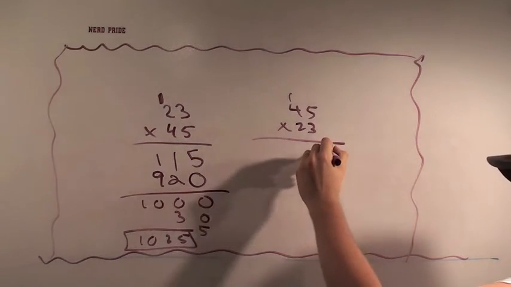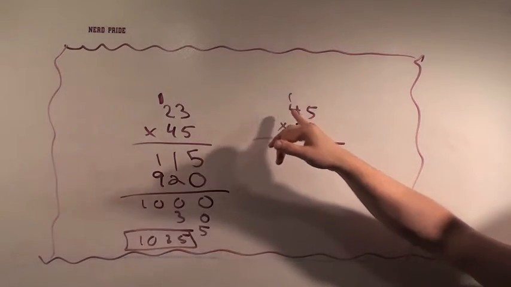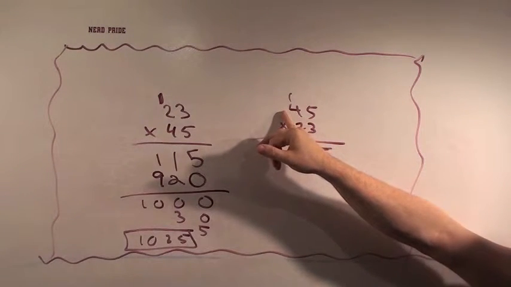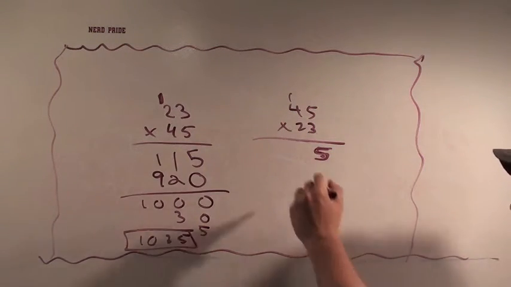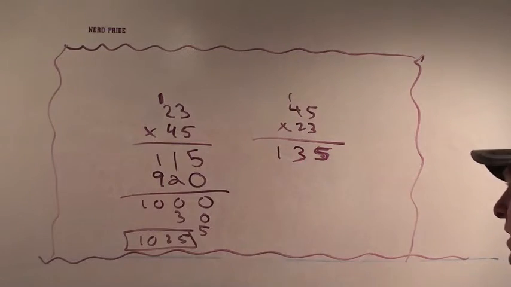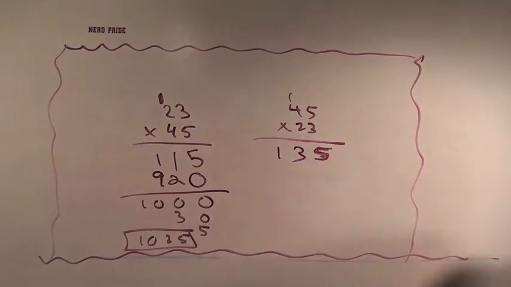Sorry, I wrote my 5 badly. Okay. Now we do 3 times 4 is 12. Plus 1 is 13. Okay, so this is 135. And now when we start with our second number, what do we always write here? A 0. And 2 times 5 is 10.